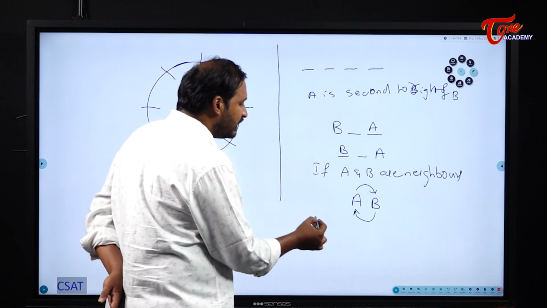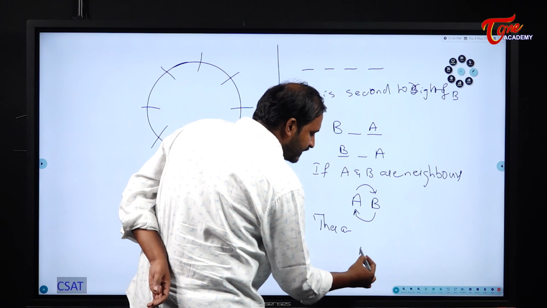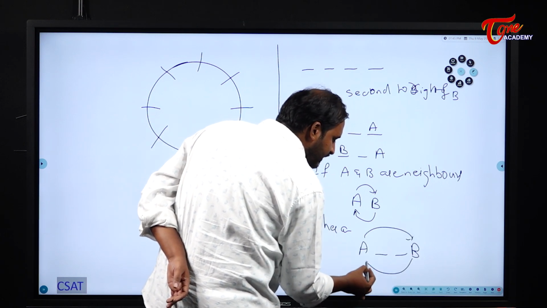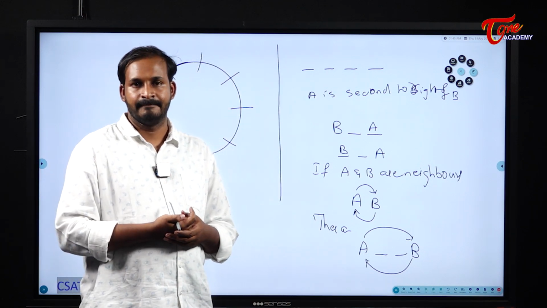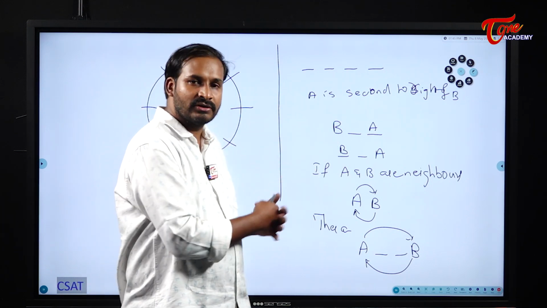If I say that there are two persons between A and B, then I will write A and B in this manner, and A and B can exchange their positions. Why? Because I don't know towards which side A and B will be. Like this we will write the data. Anyway, next we will solve some questions.